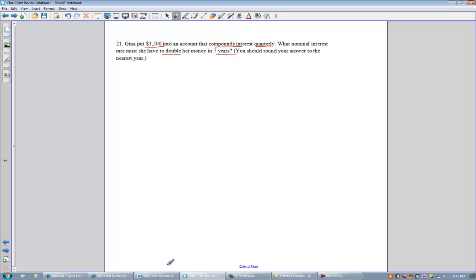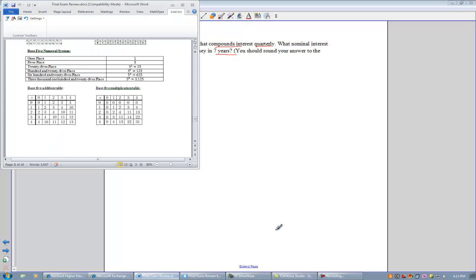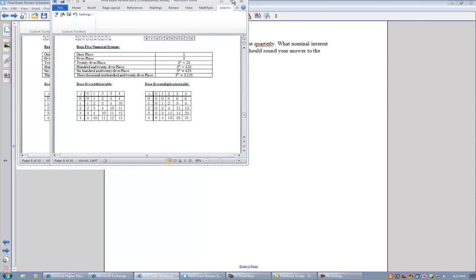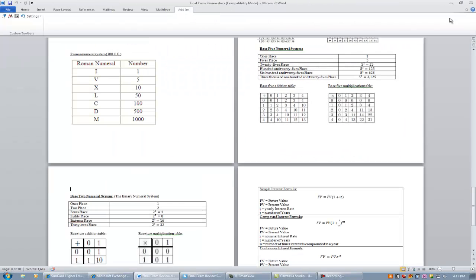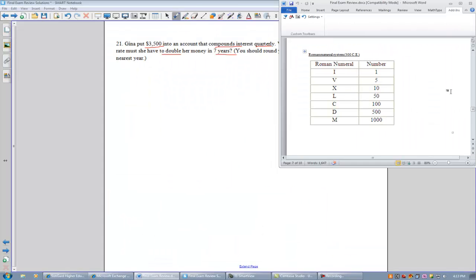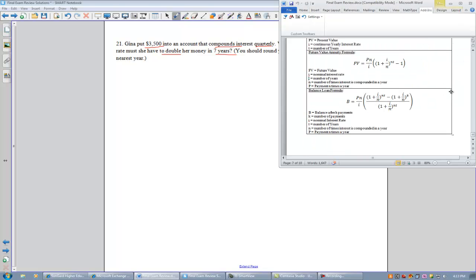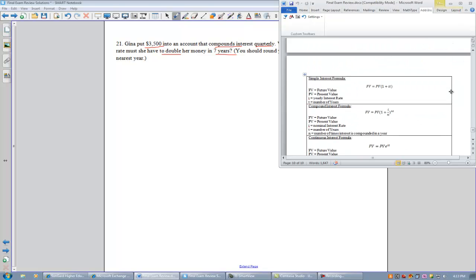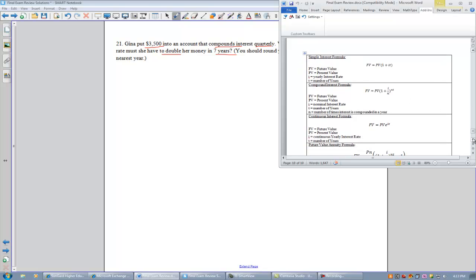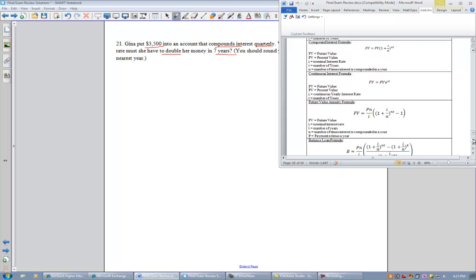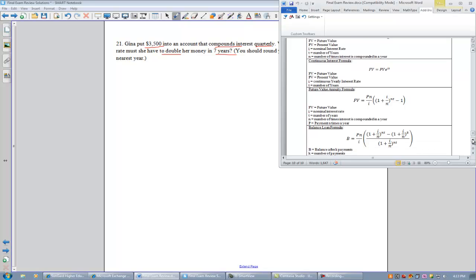So I got to figure out which formula do I use. So let's pull up our financial formulas, and they're all the way down here at the bottom. All right. So some of you can cross off, right? It's not the simple interest formula. Now, it could be the compound interest formula. And you come down here. It's not the continuous, because it would say continuous. And it could be the future value annuity formula, I guess.